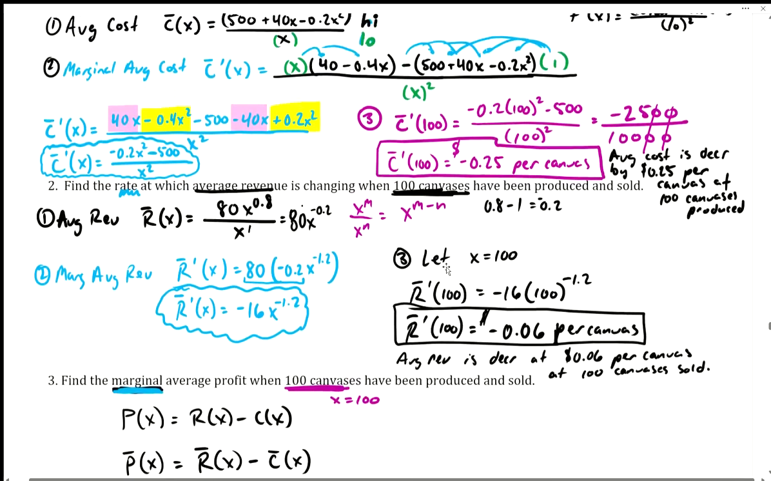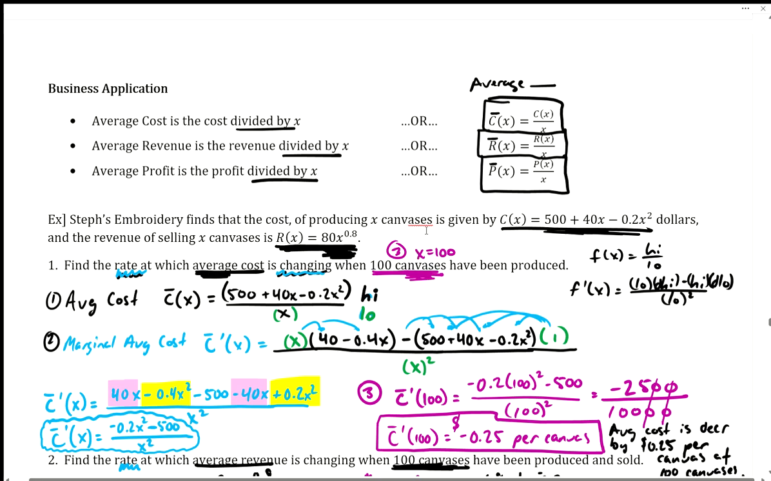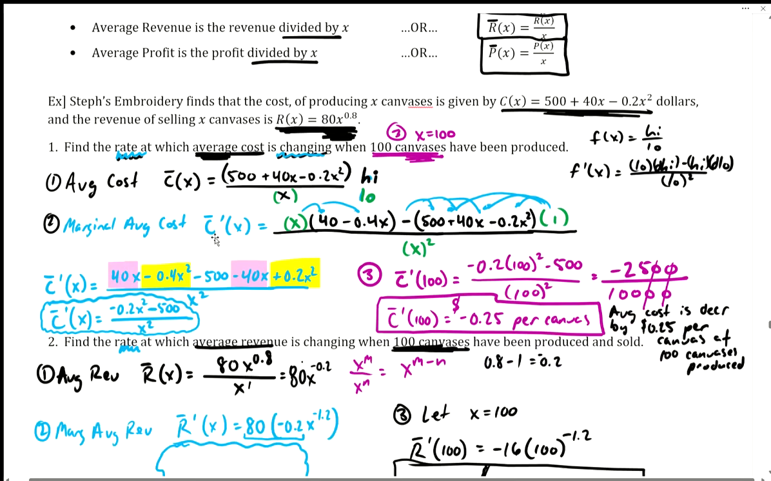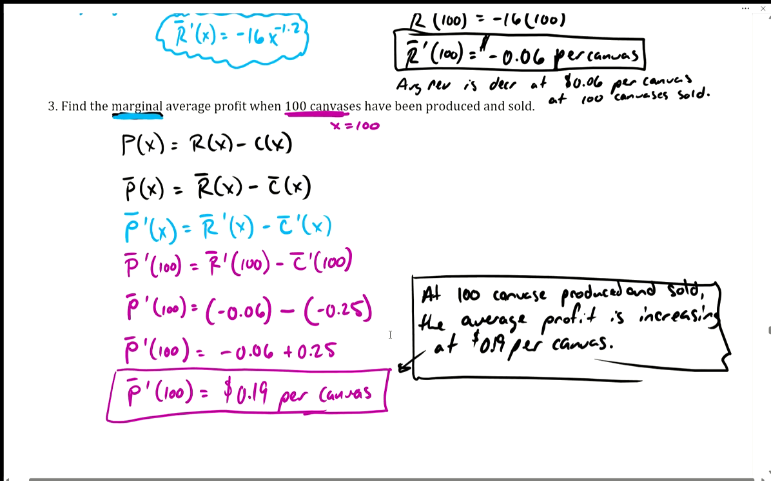Okay, so a tough problem. A lot, because it was long, and it's also just tough. I mean, lots of things in calculus. Okay, so maybe Steph's embroidery maybe needs to change up their plan. 19 cents profit per canvas on average isn't probably the best, but whatever. Okay, but we can still find it.